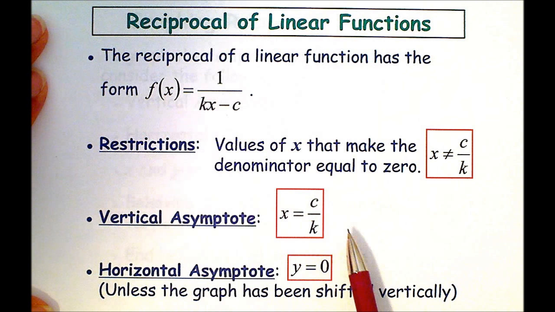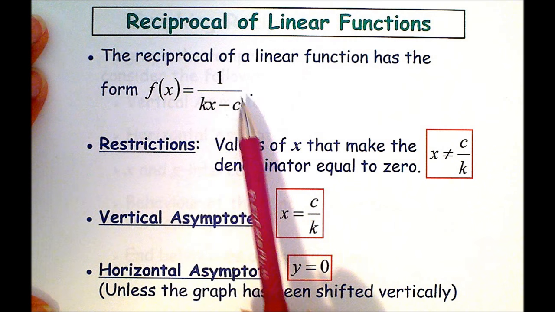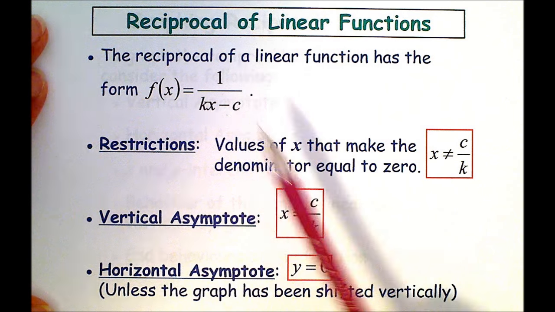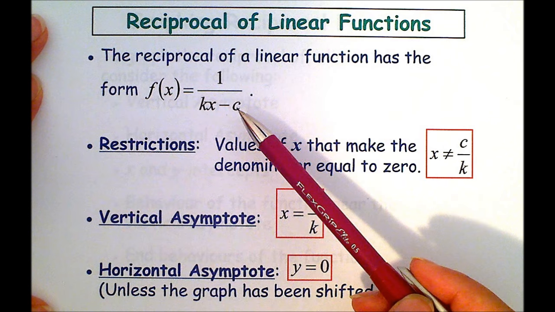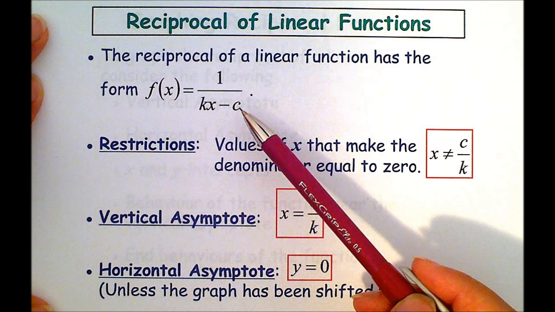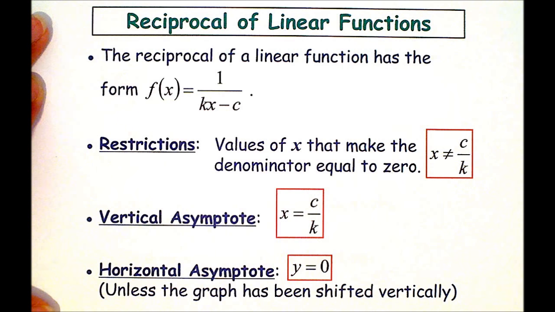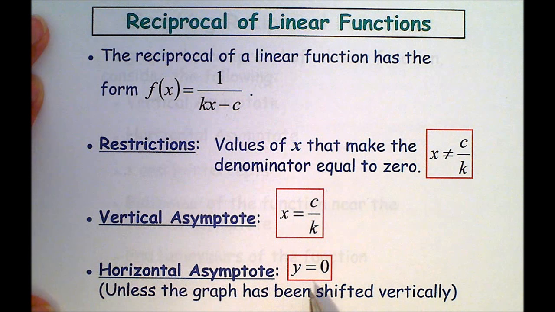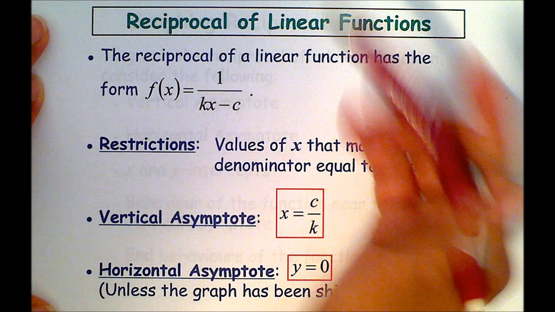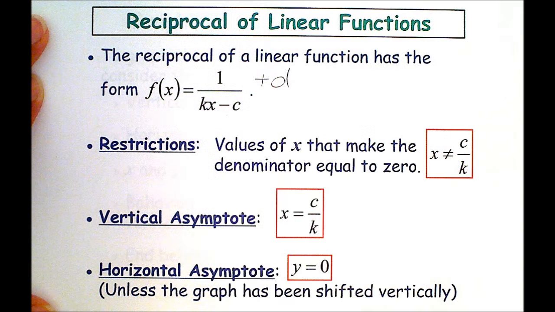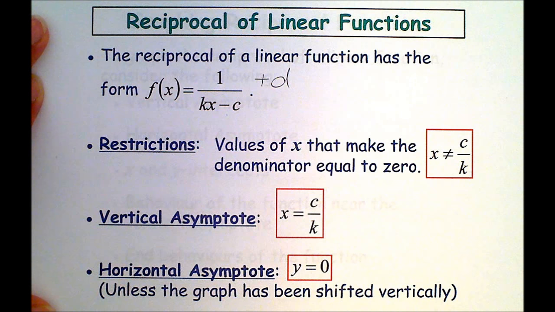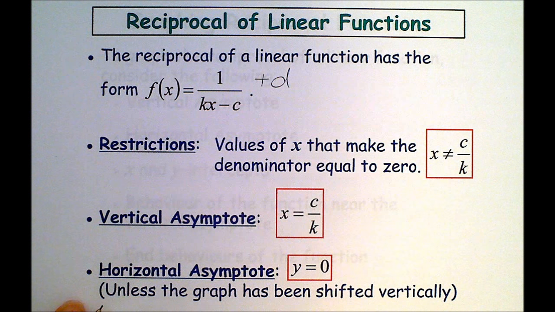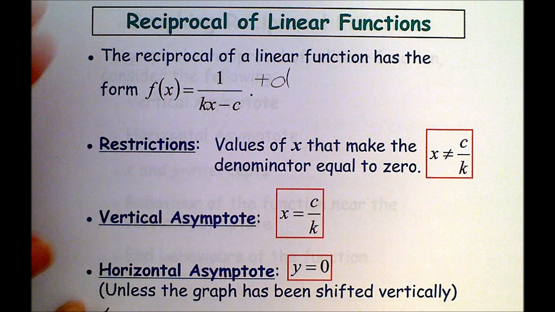And then finally, because you have a rational function, certain values of x will make the graph approach a certain horizontal line, but it'll never touch it. And so what that creates in the graph is a horizontal asymptote. Typically the horizontal asymptote is at y equals 0. But if the graph has been shifted up or down, so if I add a number at the end here, and if I shift the graph up or down, then the horizontal asymptote could potentially change.